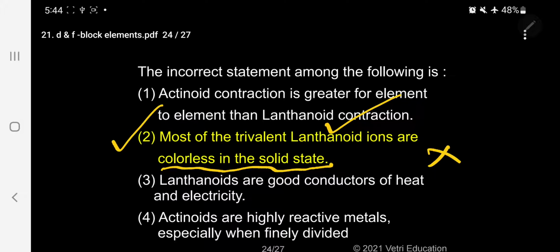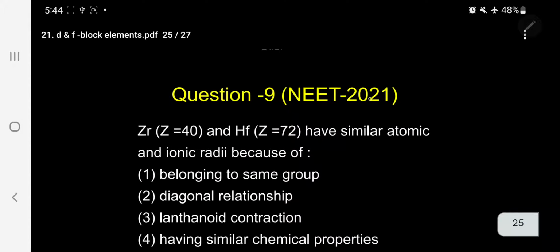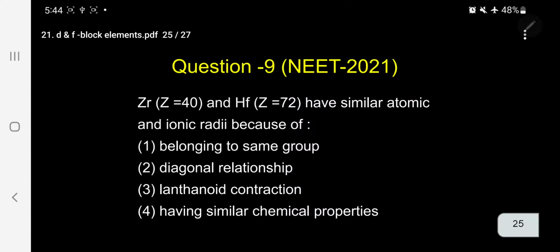Generally colored. So this is the correct answer. Question number 9. This question was asked in the year 2021.